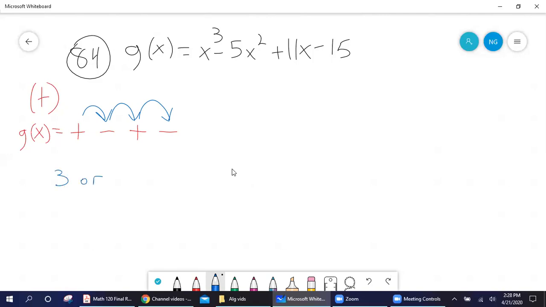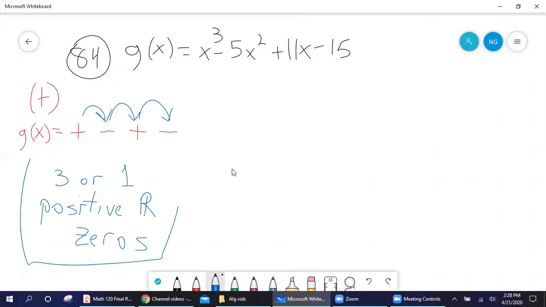or it always decreases by increments of 2, so 1. Now, these aren't the actual numbers. These are how many positive real zeros there could be. So this problem has either 3 or 1 positive real zeros. So it's at least got 1 for sure.